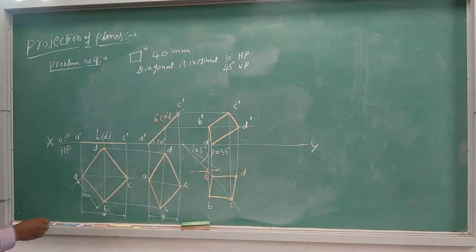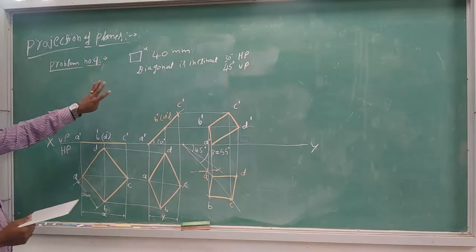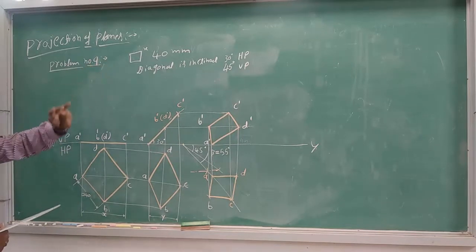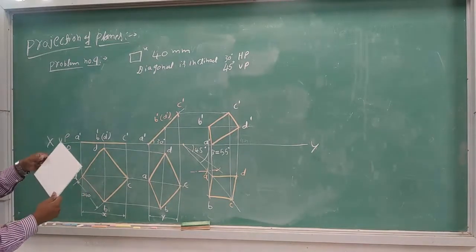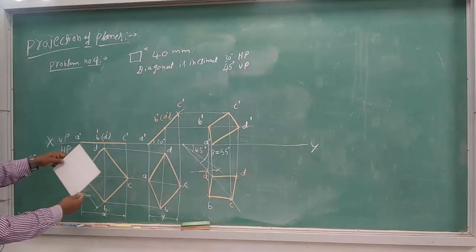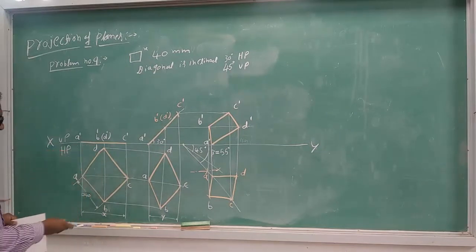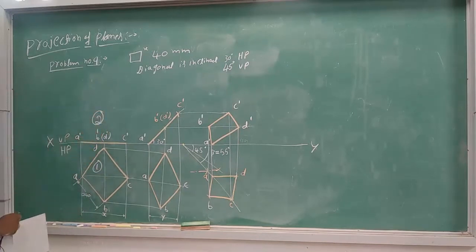Again I will repeat it. Here they gave a square of 40 mm, it is resting on HP, but the diagonal is inclined to VP at 45 degrees and to HP at 30 degrees. The diagonal inclination is given, so that's why we need to maintain that one of the diagonals should be parallel. So that's why we are taking the corner condition and we take the first step. And then after projecting it, we are getting the front view.